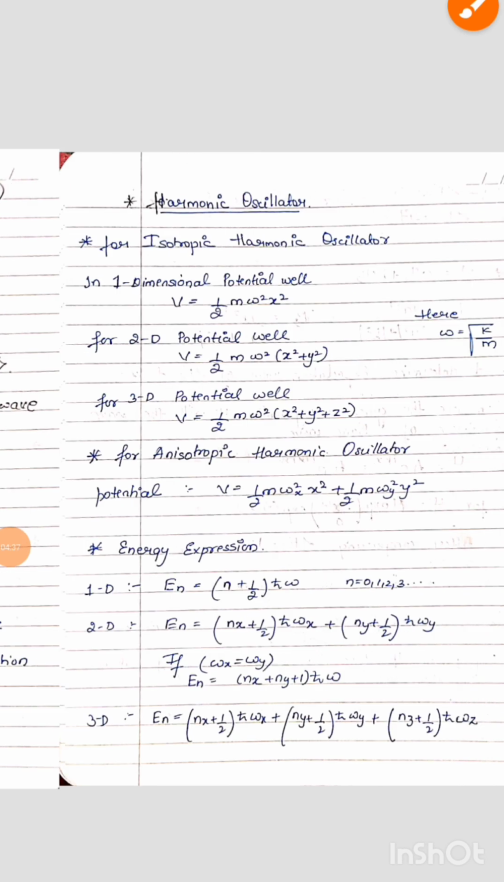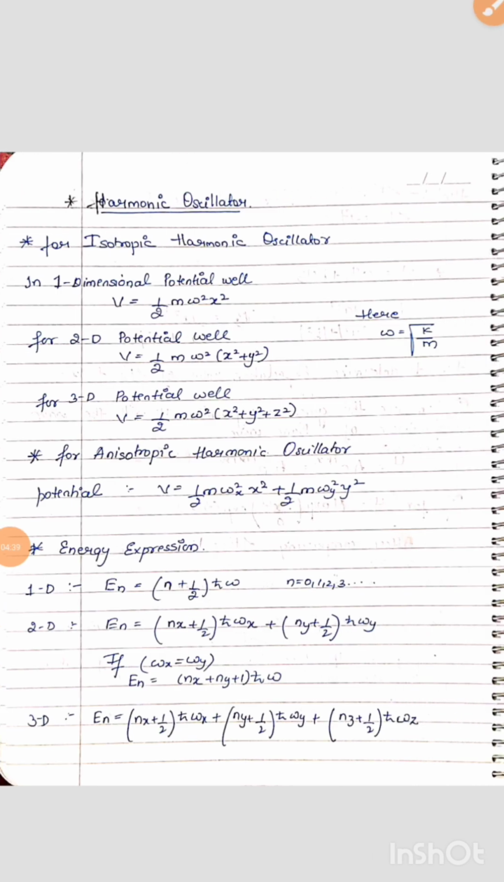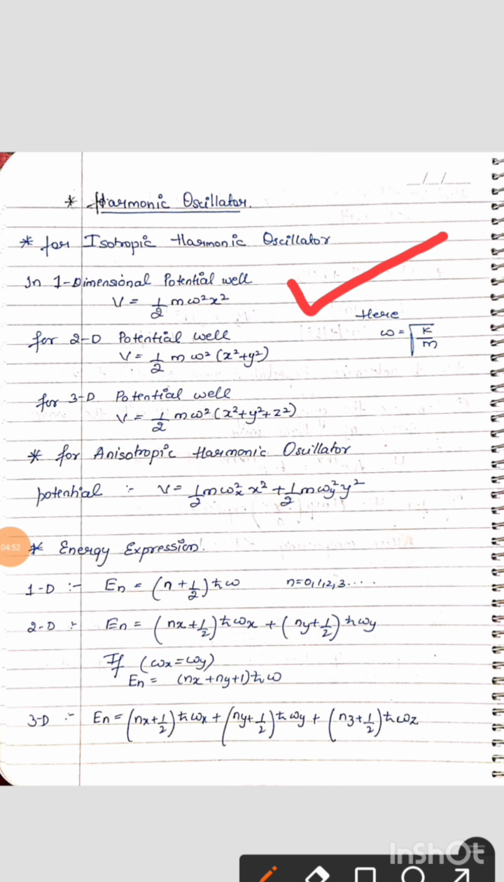Next, coming back to the harmonic oscillator, there are a few formulas we should know. Directly remember these formulas. First, for an isotropic harmonic oscillator, the potential V is equal to half m omega square x square. For 2 dimensions, the potential is equal to 1 by 2 m omega square times x square plus y square. Here we know that the value of omega is root of k by m.